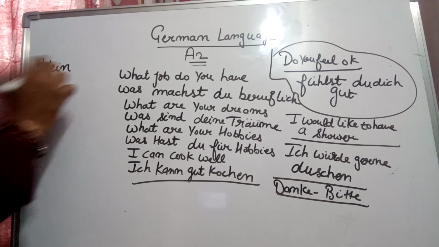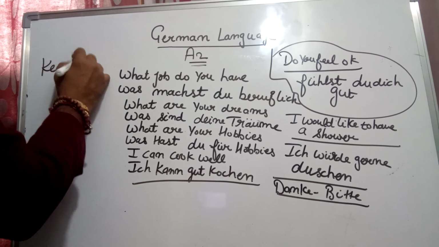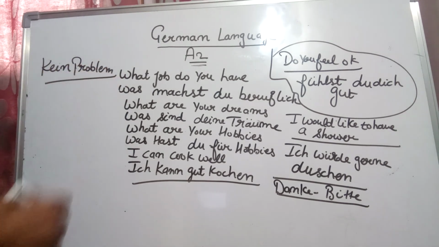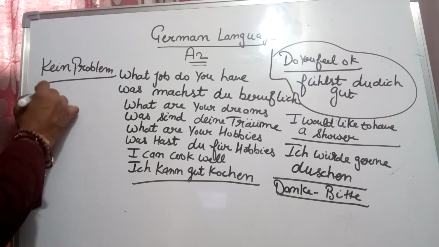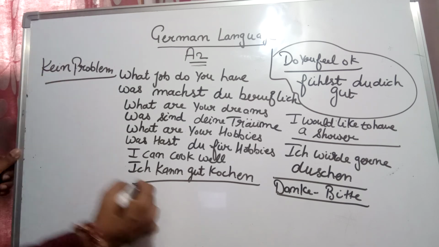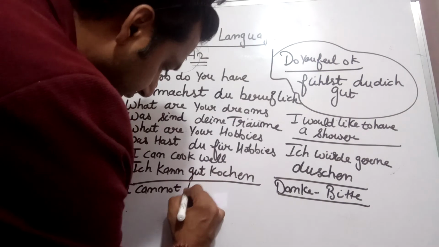Ich würde gerne. Then we have a verb, shower, duschen. It's a full verb, to take a shower. So if you want to say, I would like to have a shower, what do you say? Ich würde gerne duschen. Danke, thank you. Bitte, please. Speak up, danke, bitte.